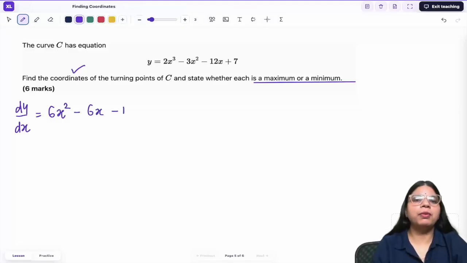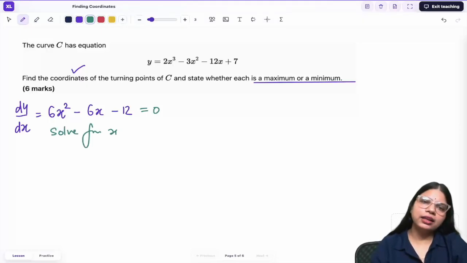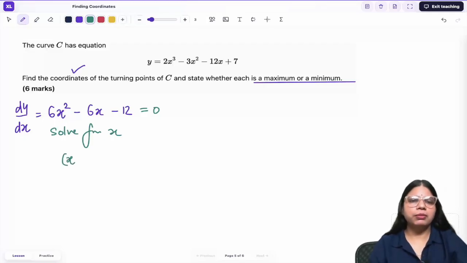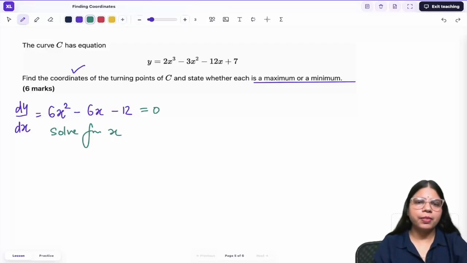Step 2 is to make it equal to 0. So when we make it equal to 0, we have to just solve for x. So if we solve for x, I'll be dividing by 6. So that will give me x squared minus x minus 2 equals 0.